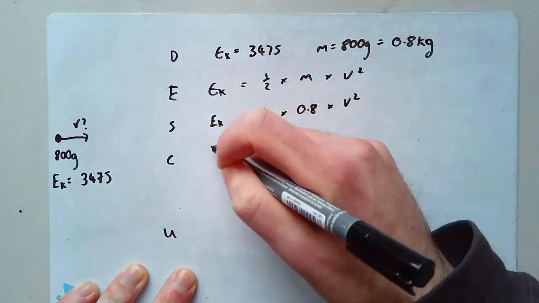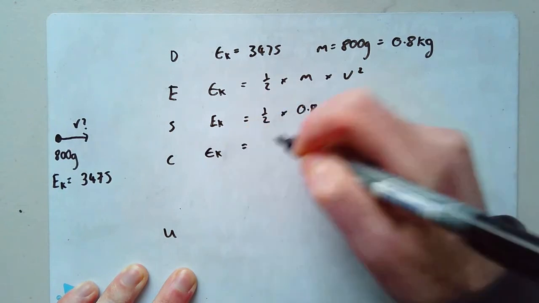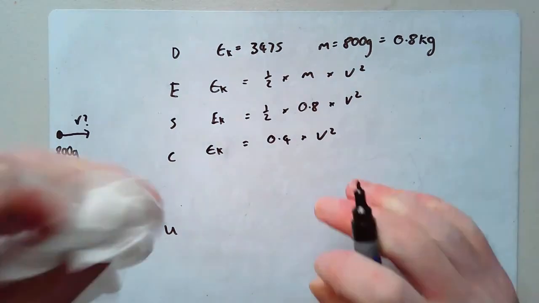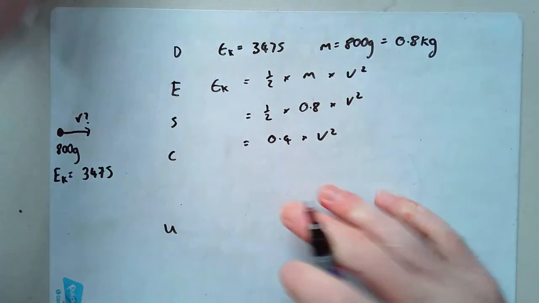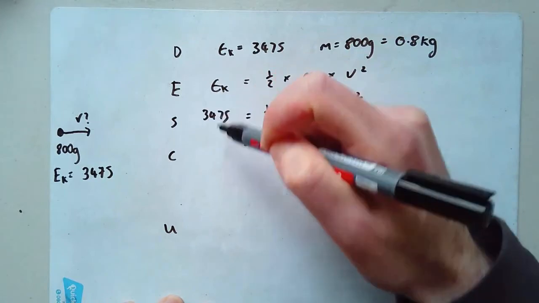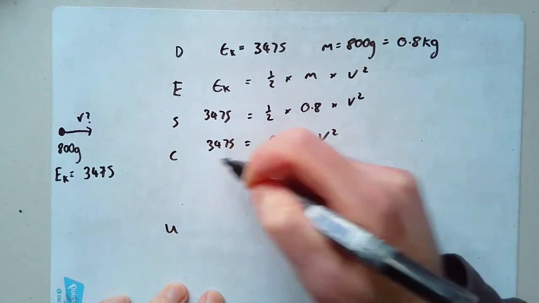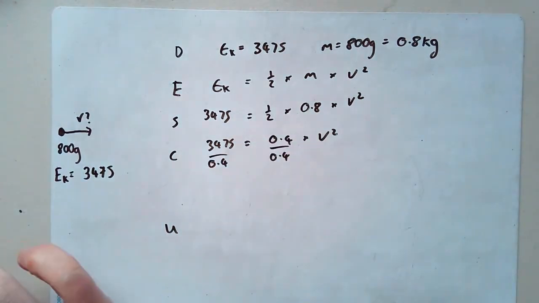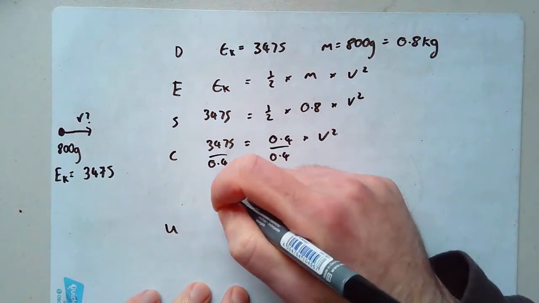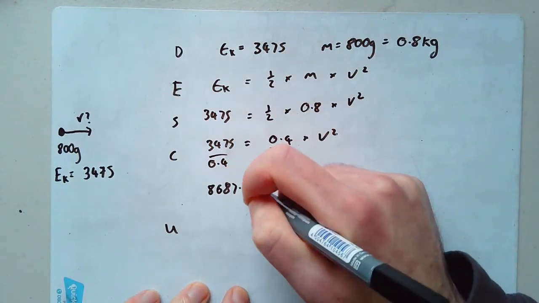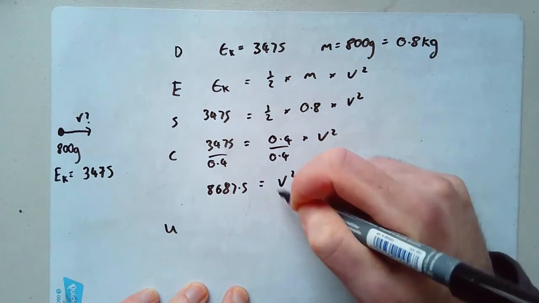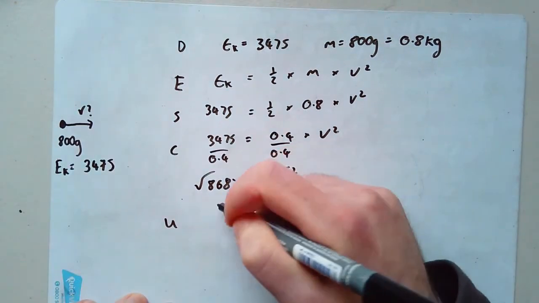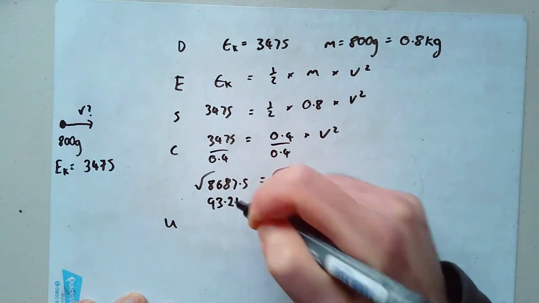Okay, time to start calculating. Half times 0.8 is 0.4 times v squared. Oh, sorry, I should have written in my EK both of those points. Okay, so I'll divide both sides now by 0.4. So I get 8687.5 equals v squared, and then square root both sides. 93.21, my unit 93.21 meters per second.